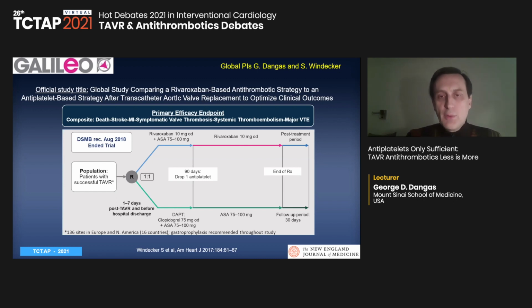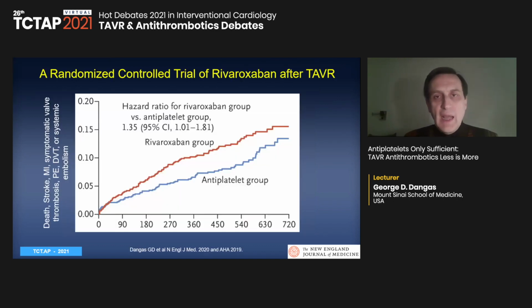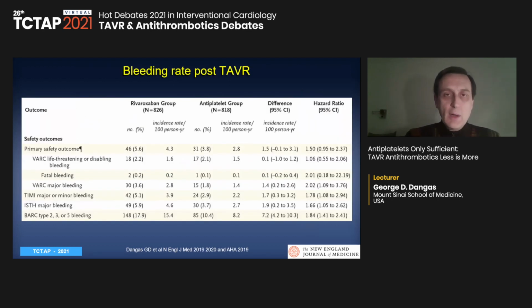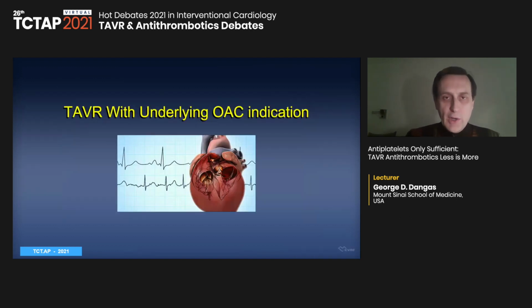And we gave it for 3 months and therefore continuing afterwards with solely rivaroxaban, with dual antiplatelet therapy as a control. In the end of the day, we didn't have much success with this regimen, particularly because there was an increased mortality in the rivaroxaban arm and particularly in the longer term. The bleeding also trended to be on the negative side for this more intense anticoagulation. So it seems like the simpler antiplatelet regimen was, in the end of the day, more of a winner here.